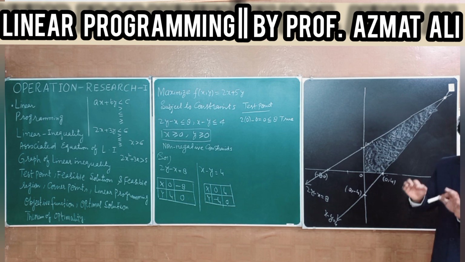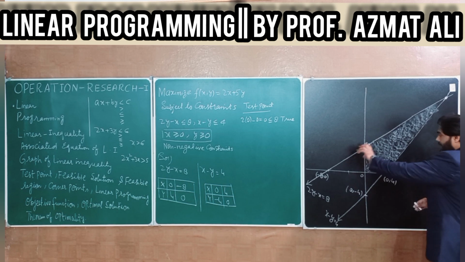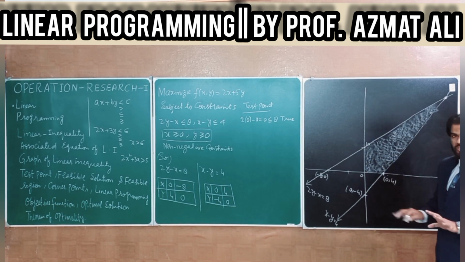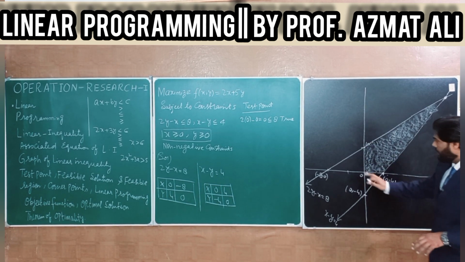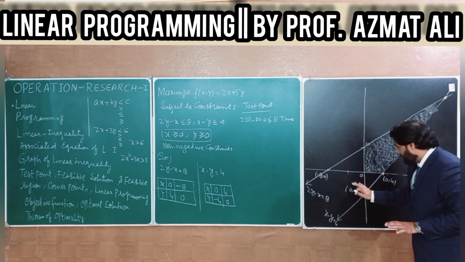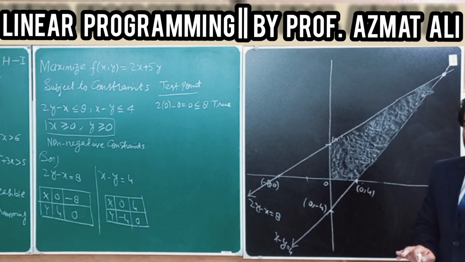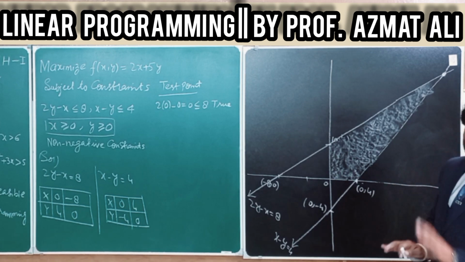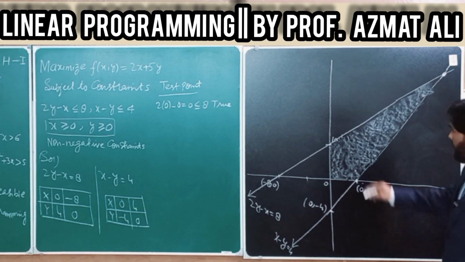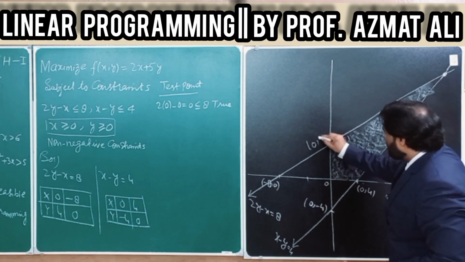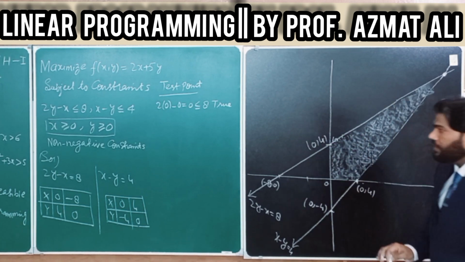So that's why I label and shade this graph only in the first quadrant. The second, third or fourth quadrant will not be considered here due to the non-negative condition. Again, this is the point (0, 4).